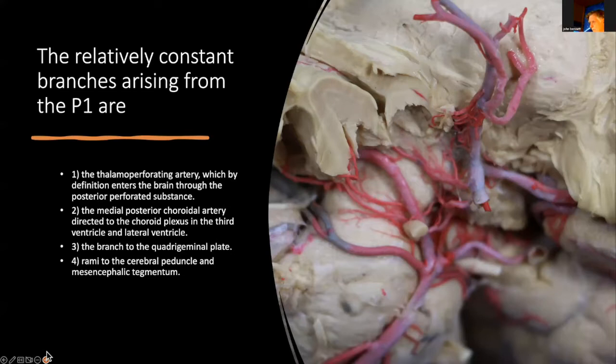The relatively constant branches arising from P1 are the thalamo-perforating artery, which by definition enters the brain through the posterior perforated substance. The medial posterior choroidal artery is directed to the choroid plexus in the third ventricle and lateral ventricle. The branch to the quadrigeminal plate runs to the cerebral peduncle and mesencephalic tegmentum.